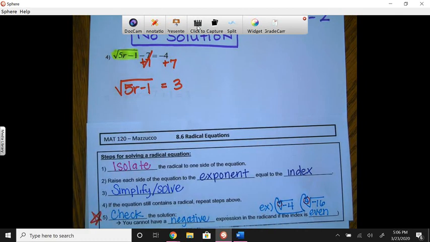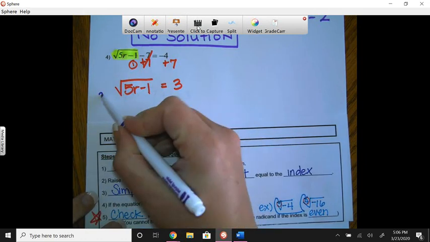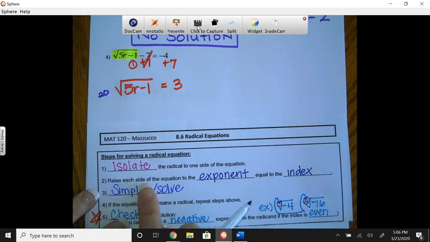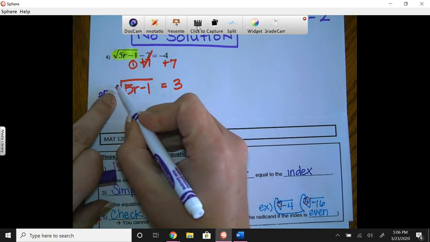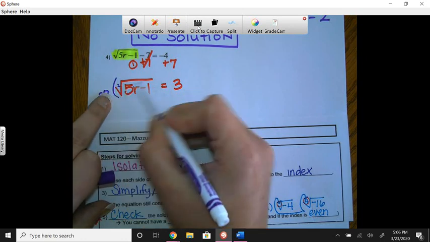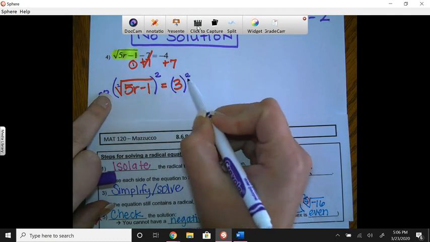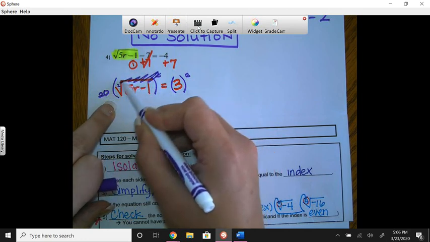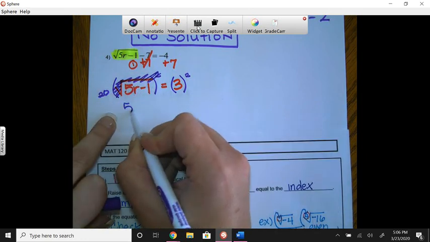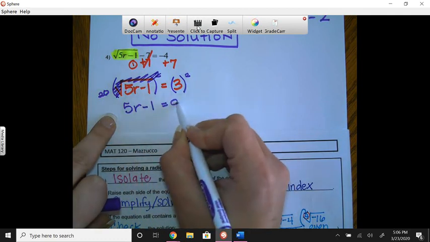And then, so that was step 1. Step 2 is we want to raise each side of the equation to the exponent equivalent to the index. So since there is no number here, we know that the index is a 2. So we're going to go ahead and square both sides. And remember from the previous video, when we square a radical, this radical is going to undo, leaving us just 5r minus 1, and then 3 squared is 9.